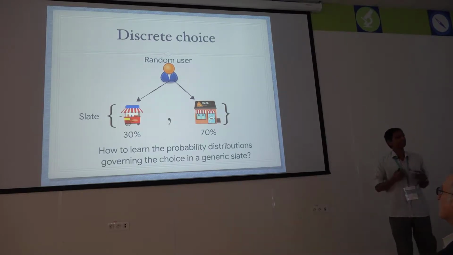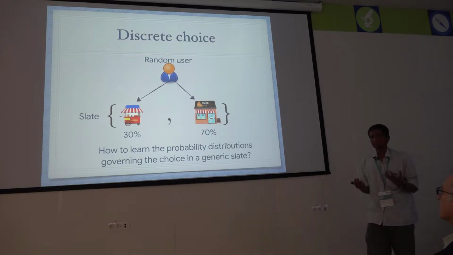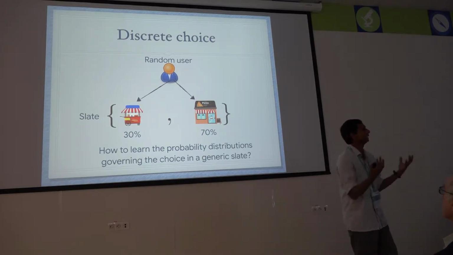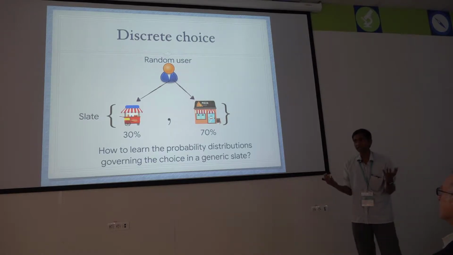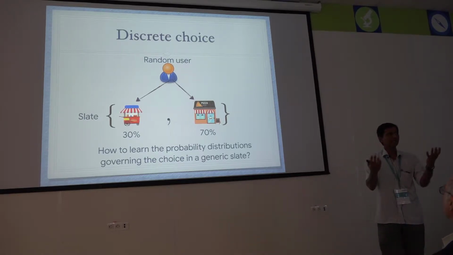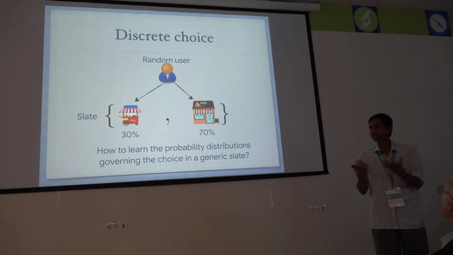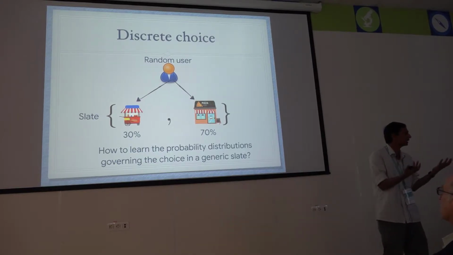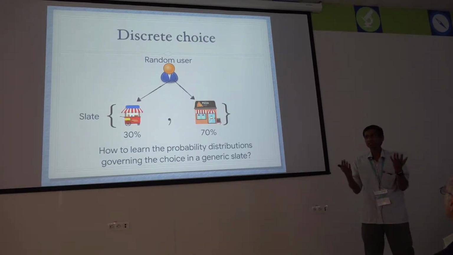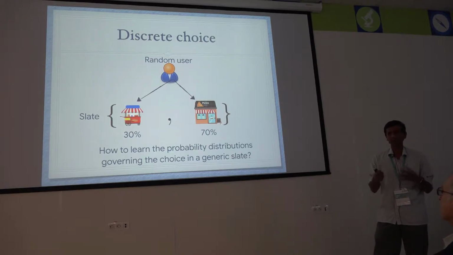And the goal of discrete choice is, how do you learn these probability distributions that govern the choice in a very generic slate? Now you're given a subset, and you know that there is some underlying distribution of how people choose from the subset, and your goal is to learn the distributions. How do people make choices?